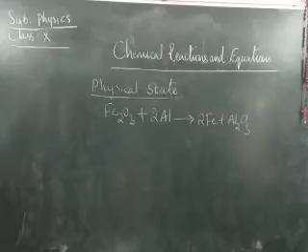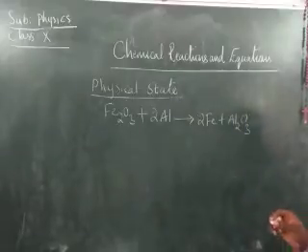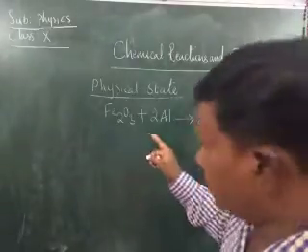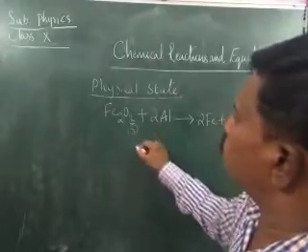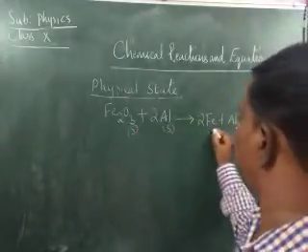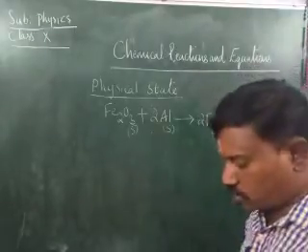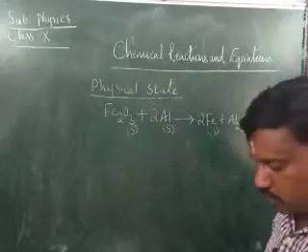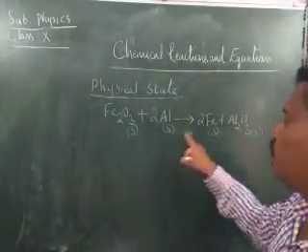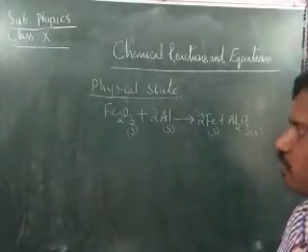Here in this case, iron oxide is a solid, aluminium is also a solid, iron is a solid, and Al2O3 is also a solid, children. Therefore here we indicate by using solid, solid, solid.